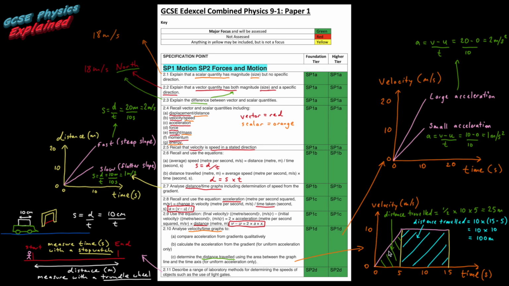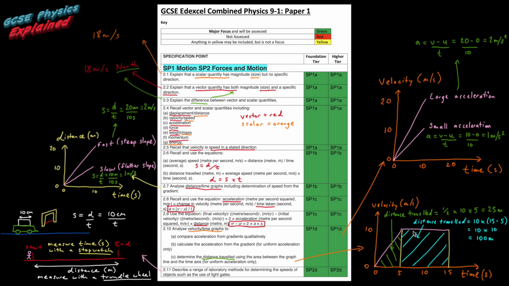So the velocity goes up the side and the time goes along the bottom on a velocity-time graph. The slope shows us how much the velocity is changing over a given time, which gives us acceleration. The area under the graph gives us the distance travelled. So if there's uniform acceleration, the area under the graph will just be a triangle. To get the distance, you do a half times the height times the base.